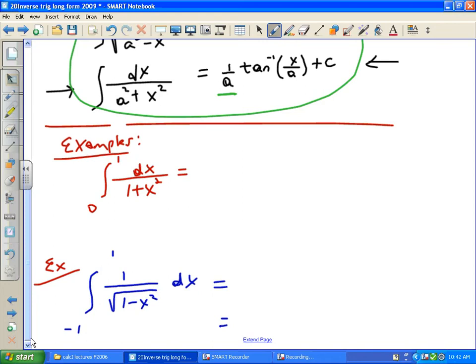Yeah, the first example is from 0 to 1. The integral of dx over quantity 1 plus x squared. So the moment you look at something, the first thought should be, can I use U substitution? And can we? The answer is no. There is no x on the top.